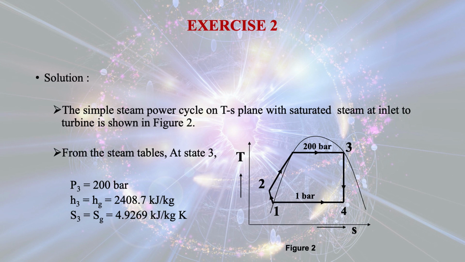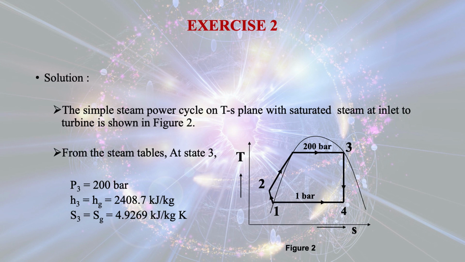So you will get the value of H3 from the steam table for this particular pressure, that is P3 equal to 200 bar. Now, it is an isentropic process which is occurring inside the turbine. So entropy at point 3 is equal to the entropy at point 4.